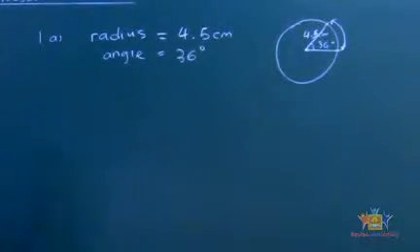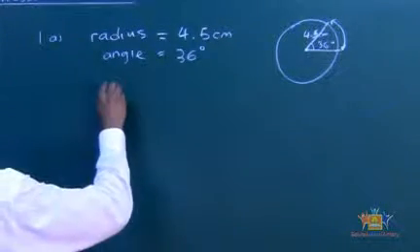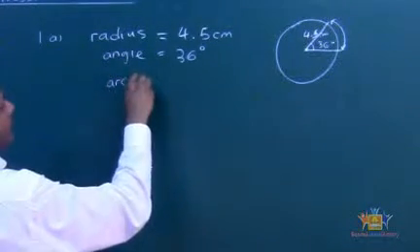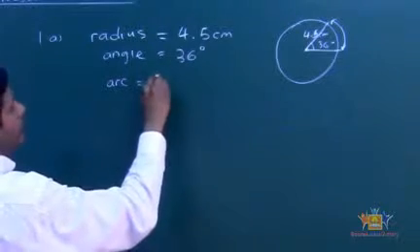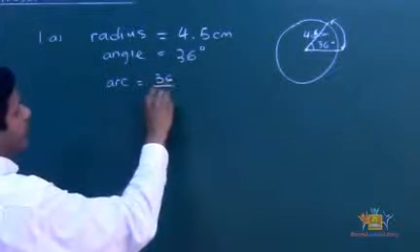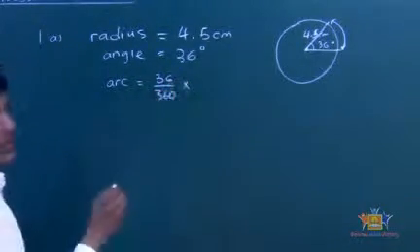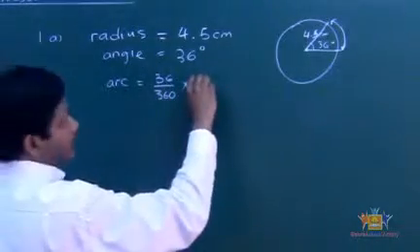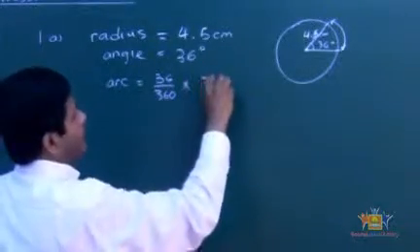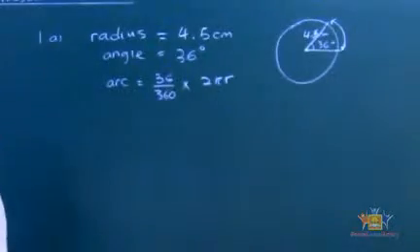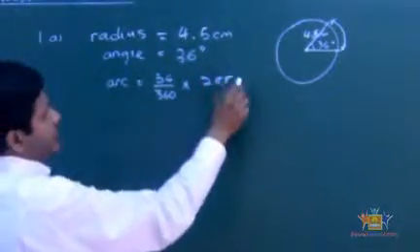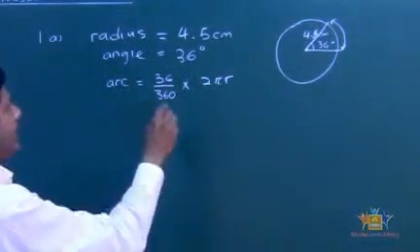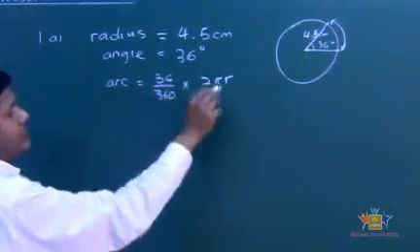So what's the formula? First, write down exactly the formula. The arc equals 36 divided by 360 times, what is that? 2 pi r. Very good. 2 pi r. Good job. Because that's the circumference formula, and we're taking 36 over 360 of that.